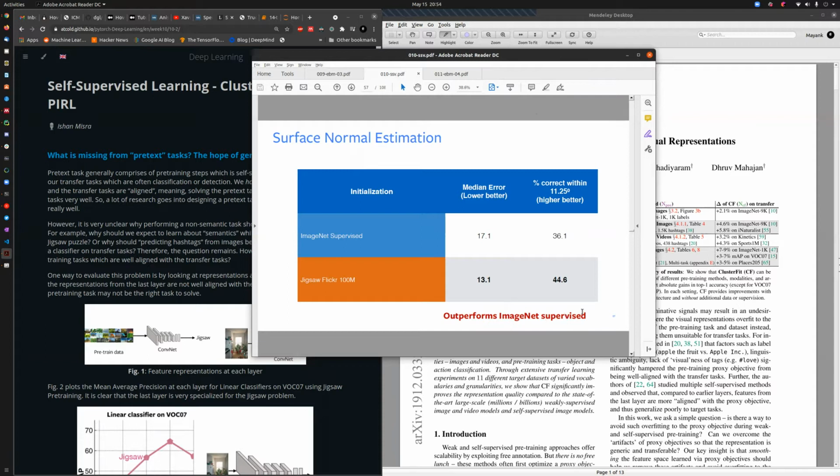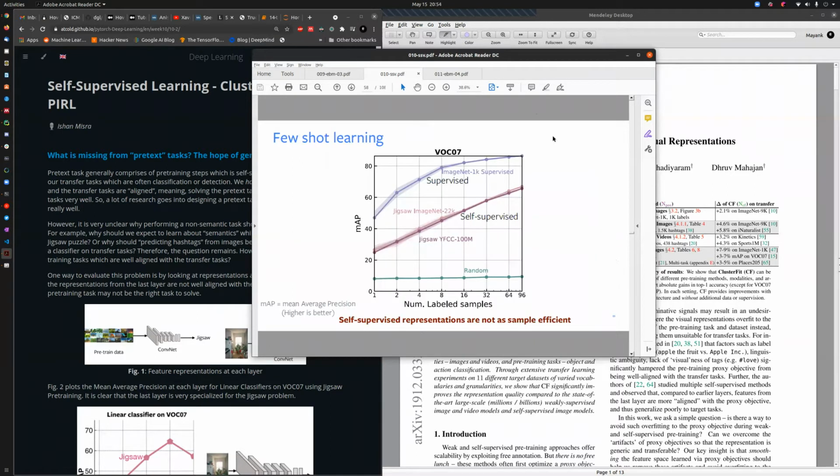Outputs, ImageNet versus the Jigsaw. Then we had a few-shot learning, in which we compared this ImageNet with Jigsaw ImageNet and the random-based learning. And what's the difference here? So it's catching up, as you can see.